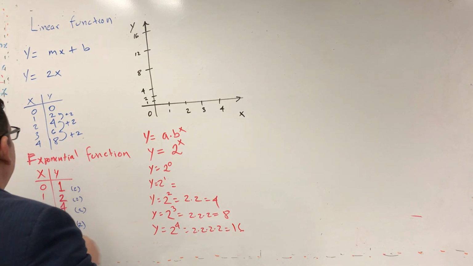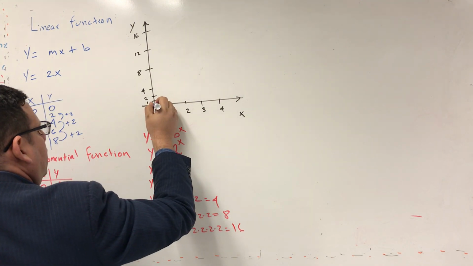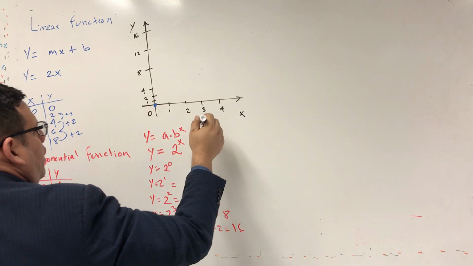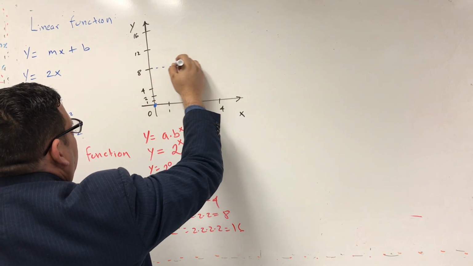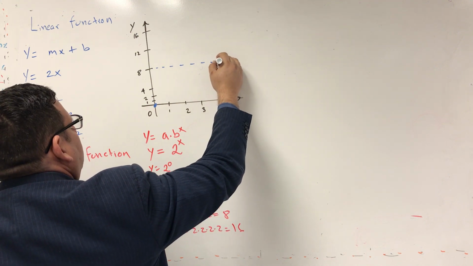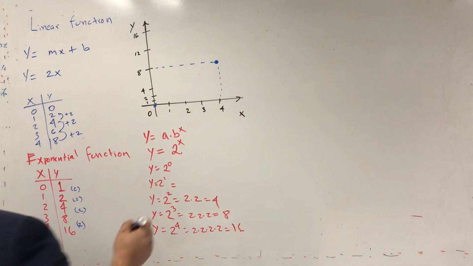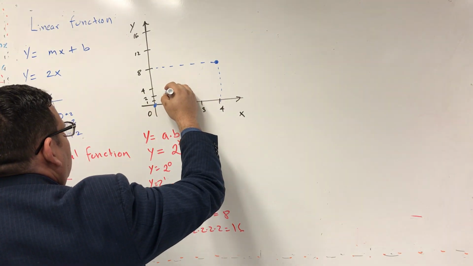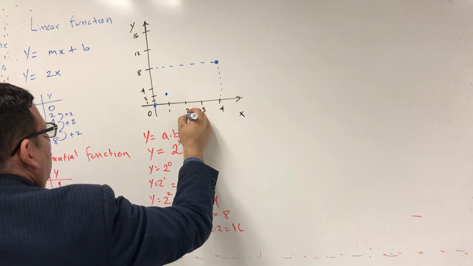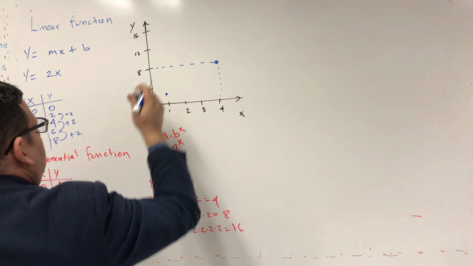It's a blue line, and we start right here at 0, 0, and we continue all the way to 4, 8. So this is my first graph. We have 0, 0, then 1, 2, and then 2 with 4. Hold on, the 4 is right here.